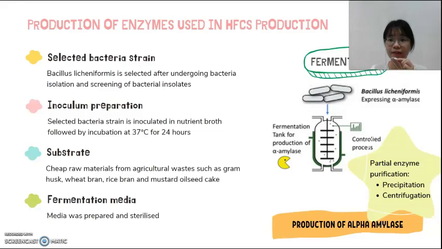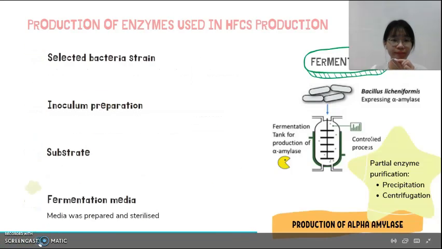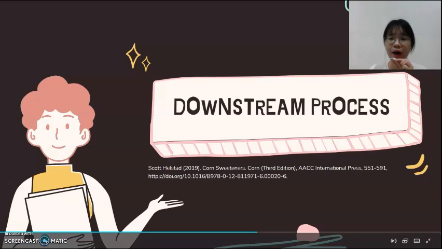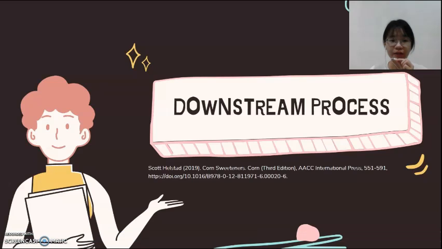followed by the incubation. Next, we need to prepare substrates and fermentation media, and not forget to sterilize the fermentation media in order to avoid any contamination. After fermentation, enzymes produced can be used in the HFCS production later on. The downstream processes that are involved in the HFCS production are recovery, concentration, purification, and polishing.